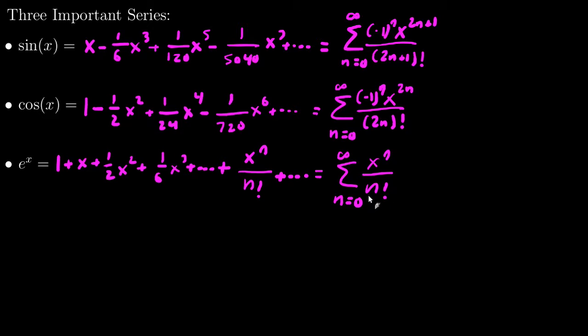You can check if you're unclear whether you've got it. When you put in 0, x to the 0 is 1, 0 factorial is 1, we get 1. When n is 1, x to the first is x, 1 factorial is 1, we get x. So it works. Okay, next 3 slides are going to be proving these. If you already know or if you believe, you can go on to some examples.